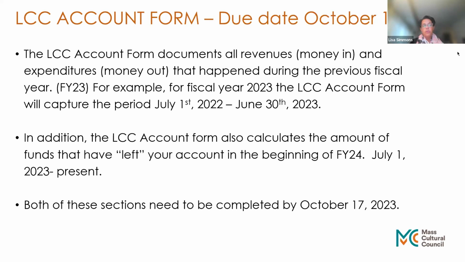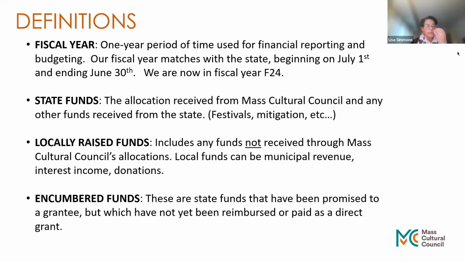The fiscal year for 2023 is what the account form is going to be capturing, which is July 1st, 2022 to June 30th, 2023. And then the second tab, which we'll go over, is what's currently going on in fiscal year 24. Fiscal years, just a definition, because they are different for different towns and different people, but for our fiscal year, we match that with the state: it begins July 1st and ends June 30th. So right now we're in fiscal year 24, but you're going to be reporting on fiscal year 23.